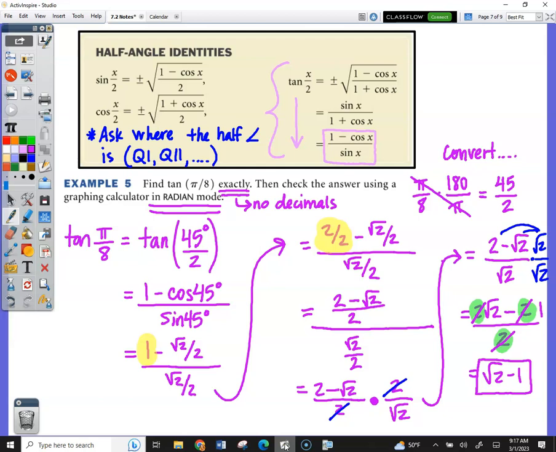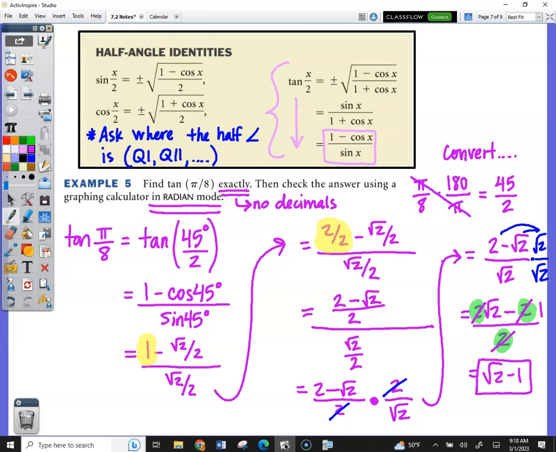I took pi over 8 in radians and converted it to degrees, keeping it as a fraction, which nicely set me up to know what x is. X is 45. I plugged it into the formula. Then I went to my unit circle and found those values.